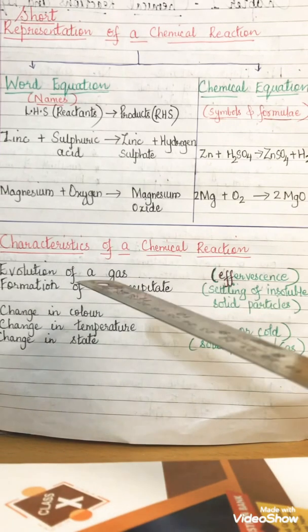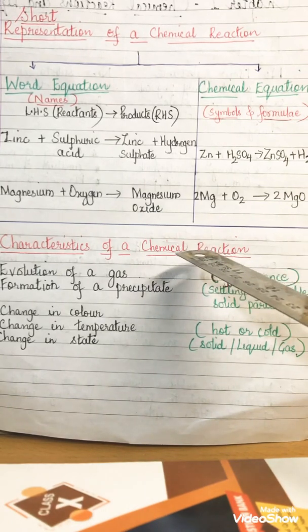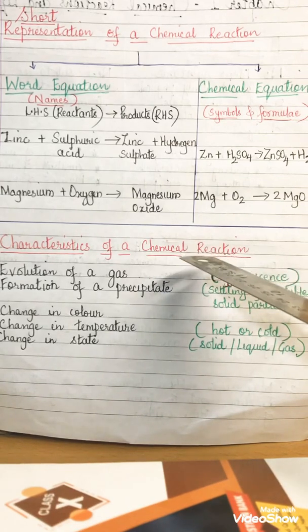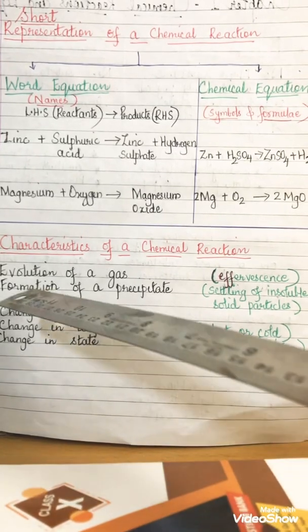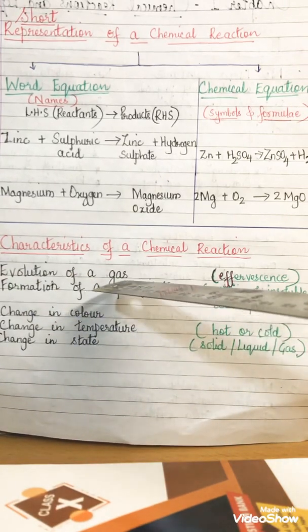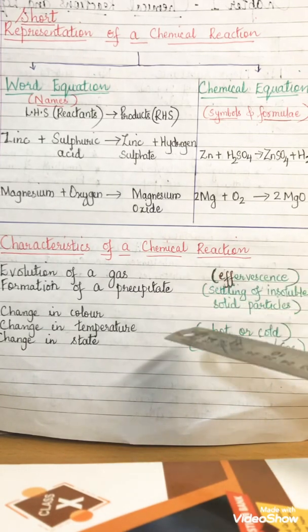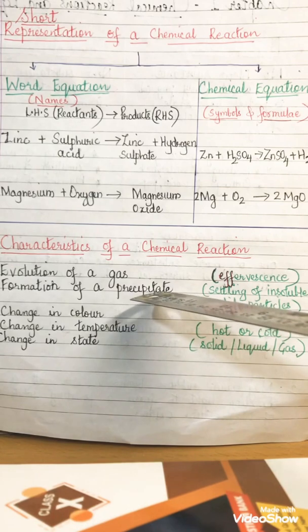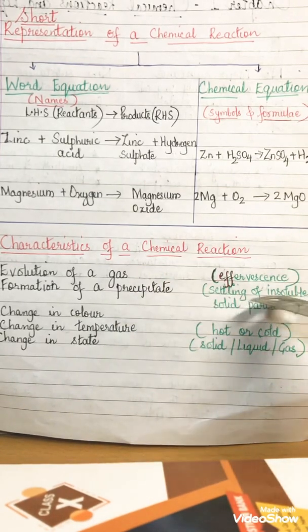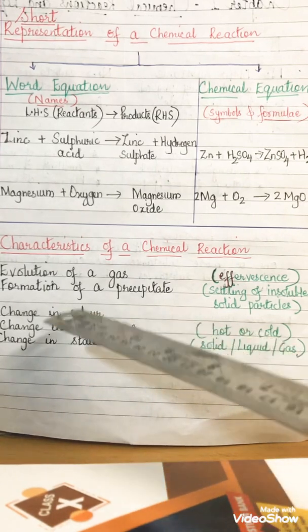Now let us see how to identify a chemical reaction. How will you know whether a given reaction is a chemical reaction or a chemical change or not? There are some characteristics which help us to identify a chemical reaction. First is evolution of a gas, and this can be observed as effervescence. When you see effervescence, it means that the reaction is a chemical reaction. Formation of a precipitate. A precipitate is an insoluble, solid substance. So if you see the settling of insoluble solid particles in the reaction, then you know that it is a chemical reaction. Change in color.